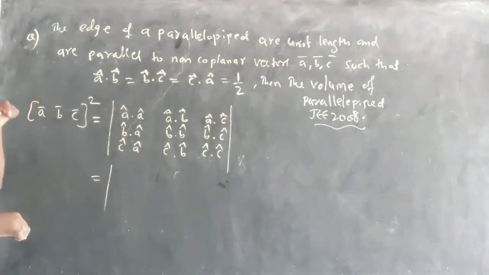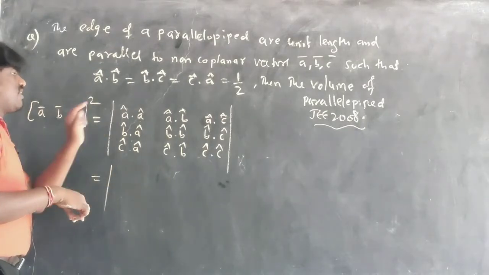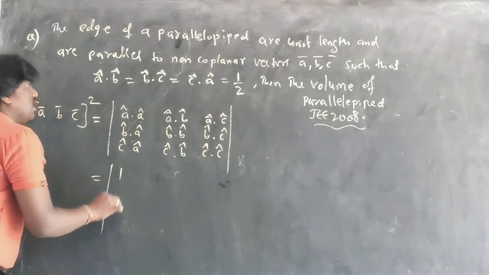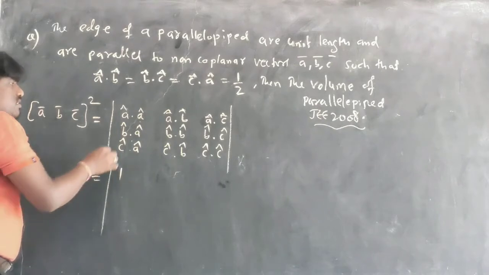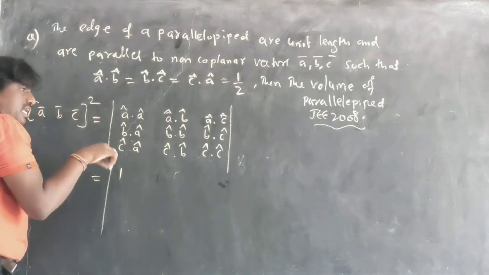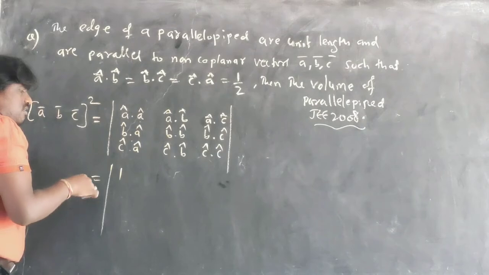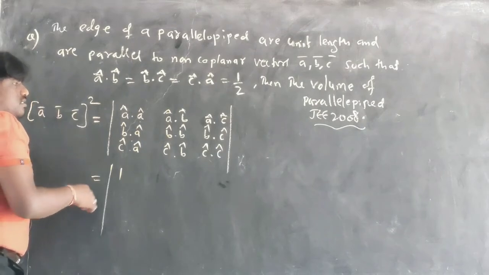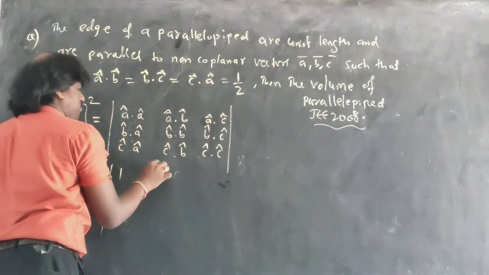Before I explain, here A cap dot A cap is mod A square. These are the unit vectors, it is given. Cap means unit vector, so that value is 1. A dot B, they have given as half. See here, A dot B is given as half.